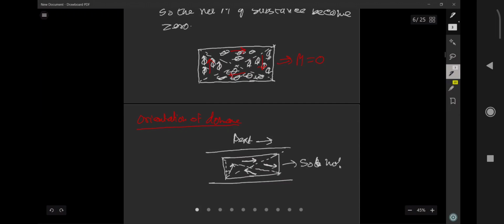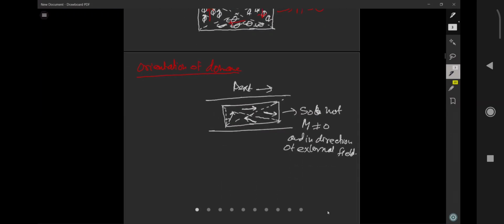So now, M, capital M, is not zero, and is in the direction of the external field. Any problem? Hello? No, sir. So finally, we have seen that in this case, this is known as the orientation, and it will be like this.